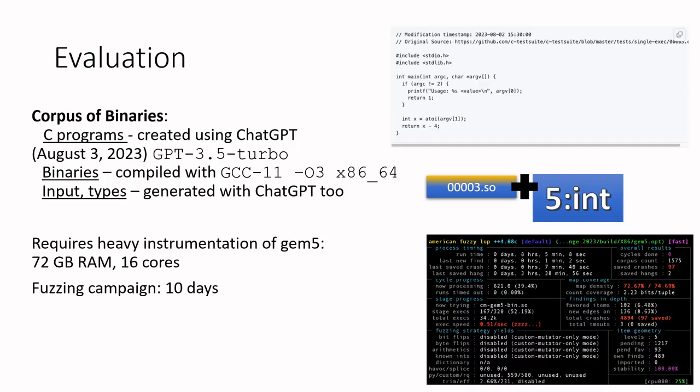Just to give you a little bit about the numbers, the resources that we needed: a big computer with 72 gigabytes of RAM to be able to deal not only with the instrumentation of gem5 but also with the fuzzing campaigns. And our fuzzing campaign lasted 10 days. So it was a very long fuzzing campaign.